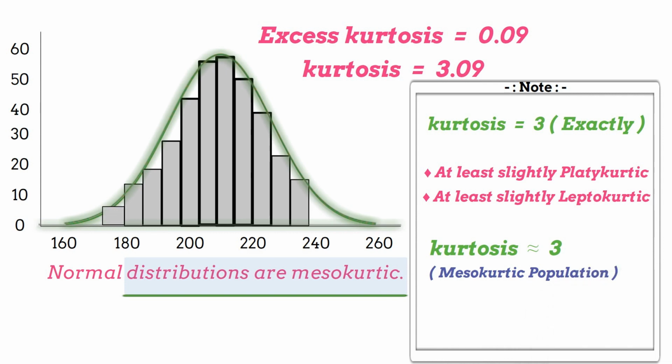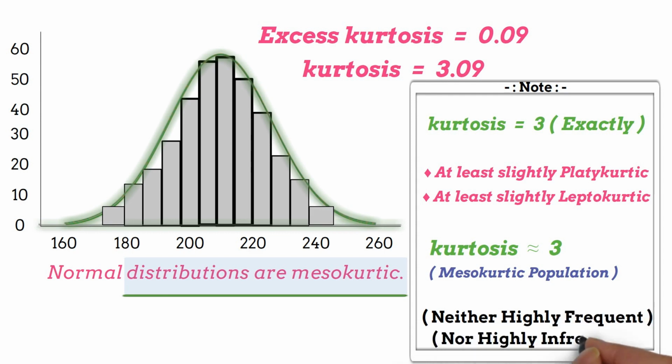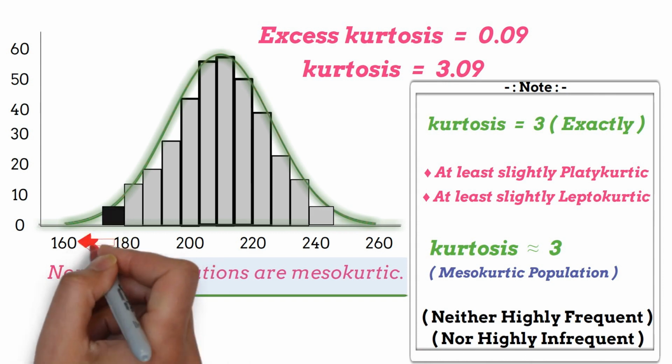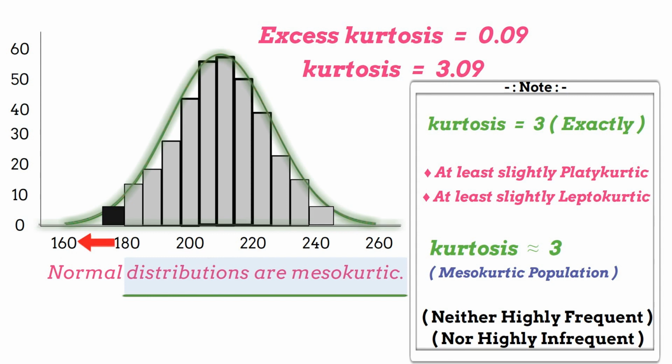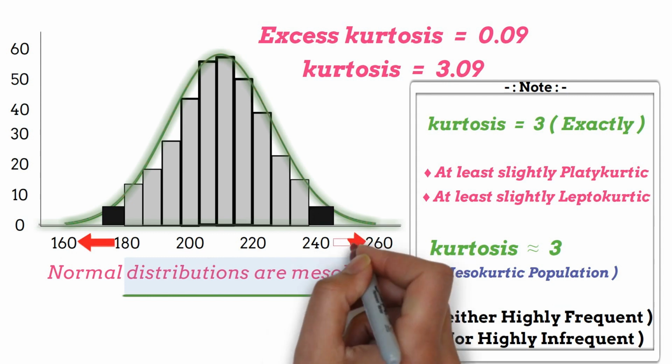Mesokurtic distributions have outliers that are neither highly frequent nor highly infrequent, and this is true of the elephant birth weights because occasionally a female baby elephant will be born weighing less than 180 pounds or more than 240 pounds.